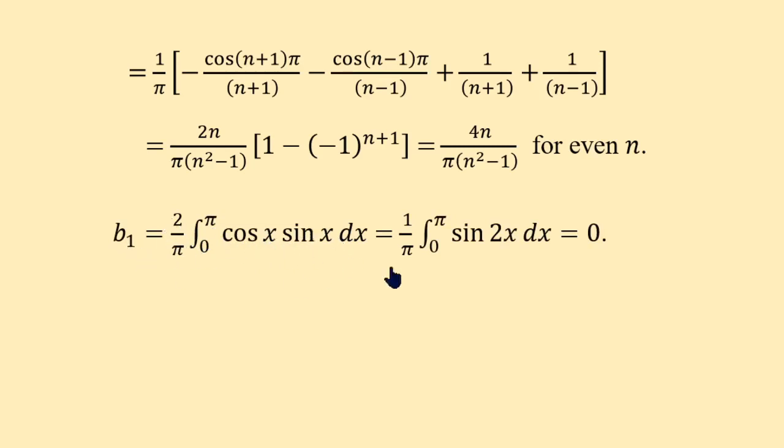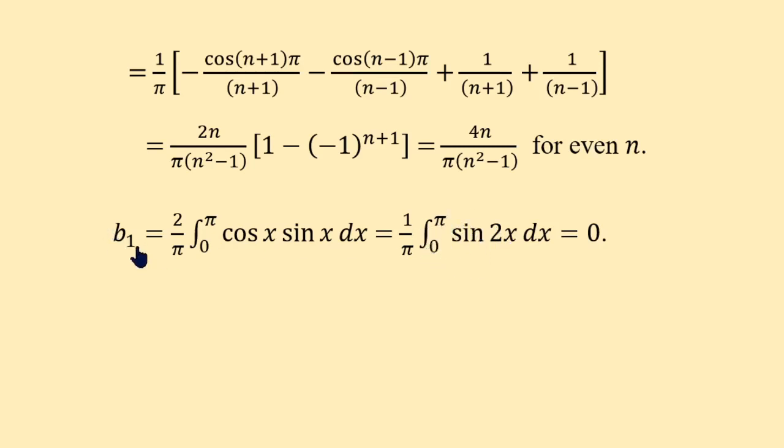2 cos x sin x is sin 2x. And clearly this integral is 0 because sin of 2 into pi minus x, that is sin of 2 pi minus 2x, that is minus sin 2x. By that property this integral is 0. Or you can integrate this, that is minus cos 2x by 2, upper limit is pi, lower limit is 0. cos 2 pi is 1 and cos 0 is also 1, upper limit minus lower limit becomes 0.